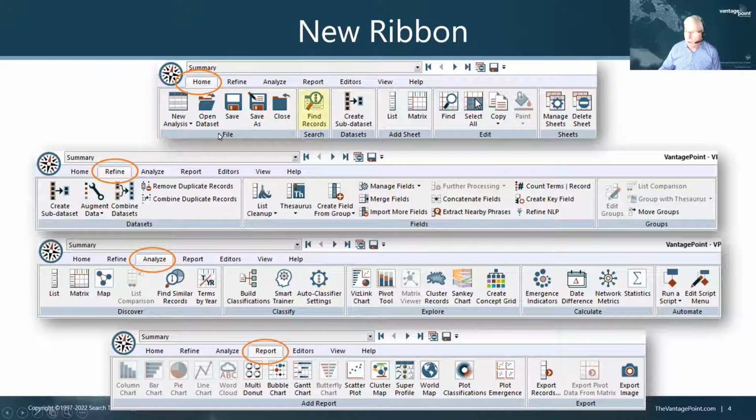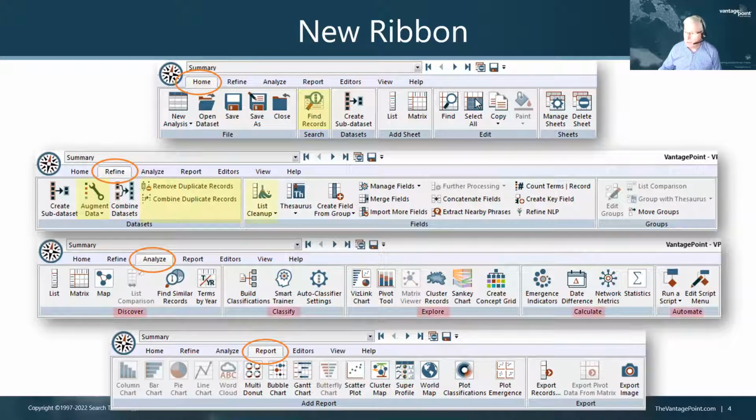Within the home ribbon, the find records, I'll demonstrate a little bit about how searching groups and searching within the notes section is available. Within the refine ribbon, the augmenting of your data set from PatStat, we'll demonstrate that. And then the idea of removing duplicates or combining records, primarily in the patent world, but there are sometimes reasons to combine records in other types of data as well.